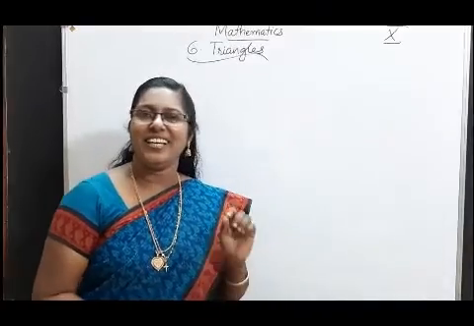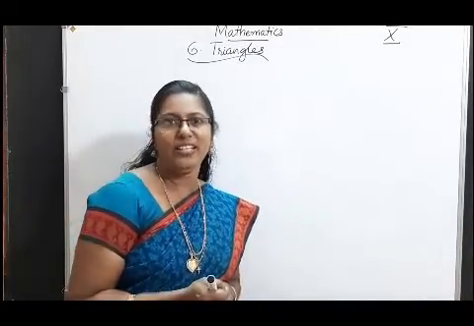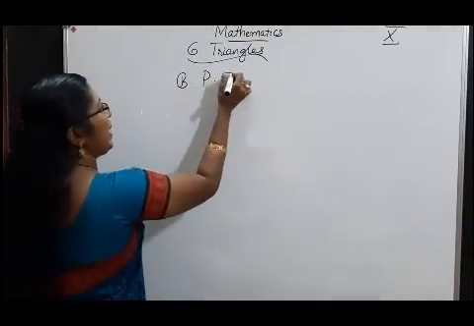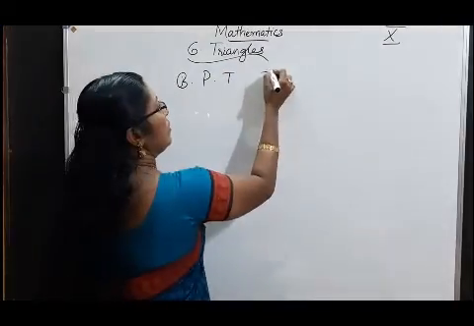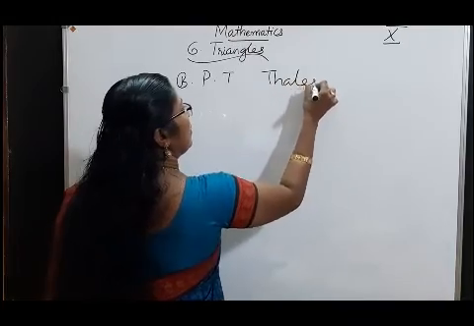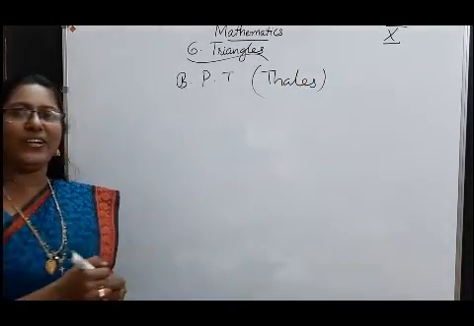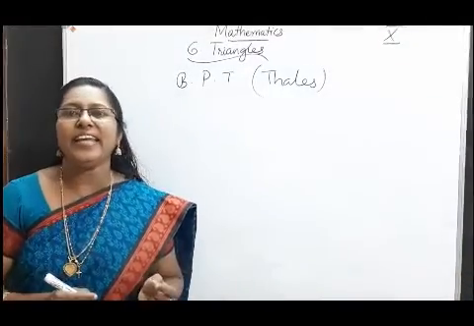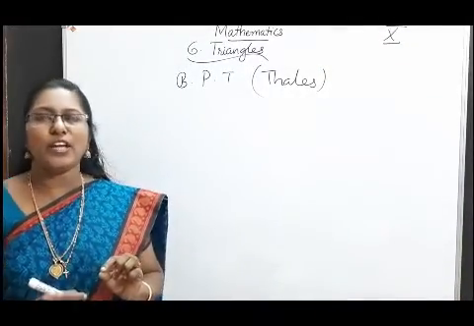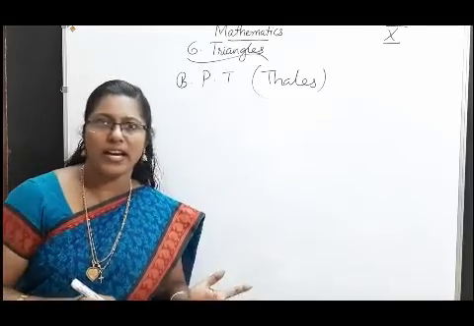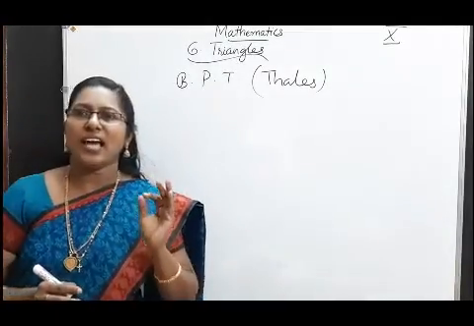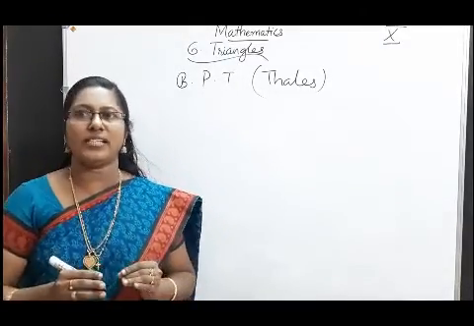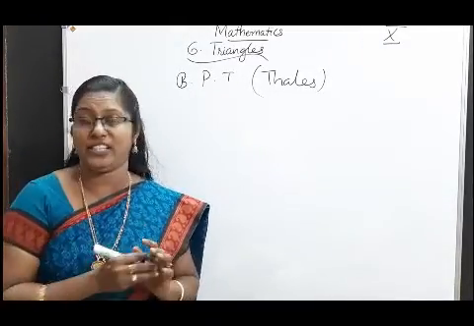The first one is Theorem 6.1, the Basic Proportionality Theorem. The short form is BPT, also called Thales theorem. The Basic Proportionality Theorem says: if a line is drawn parallel to one side of a triangle to intersect the other two sides in distinct points, the other two sides are divided in the same ratio.